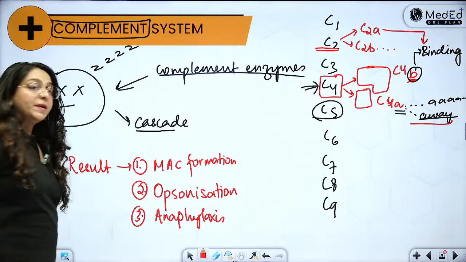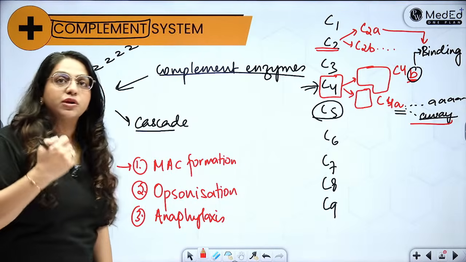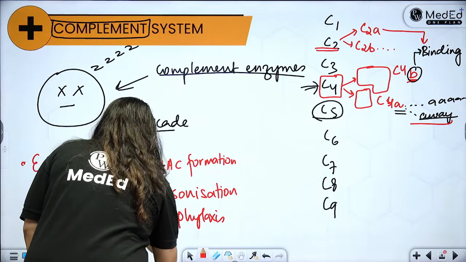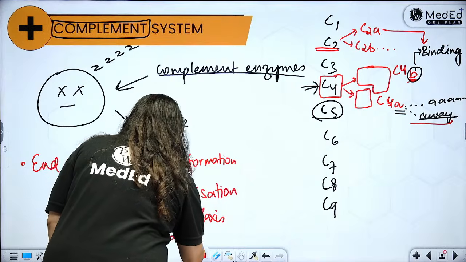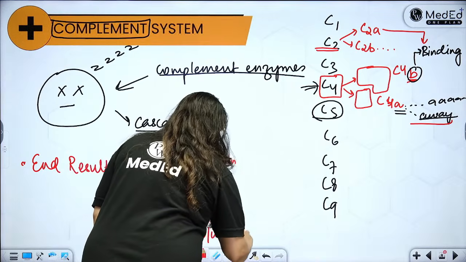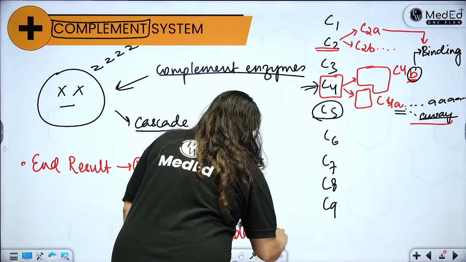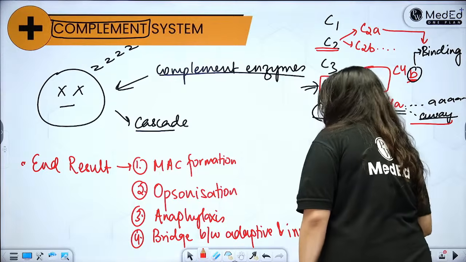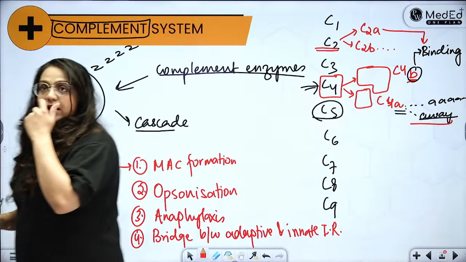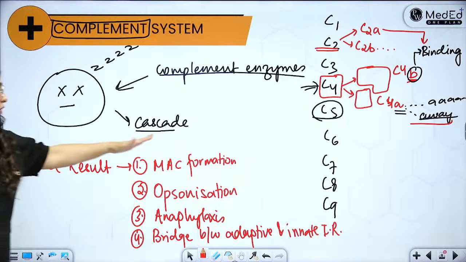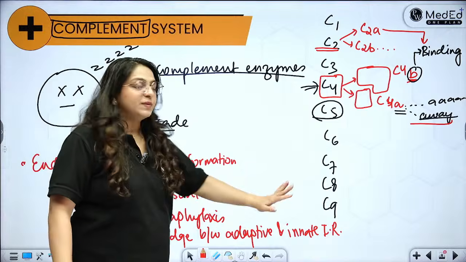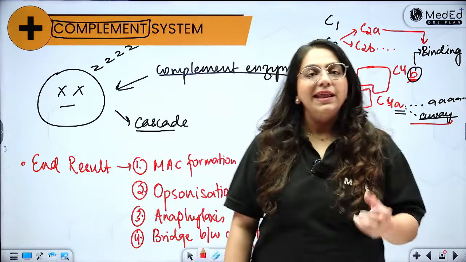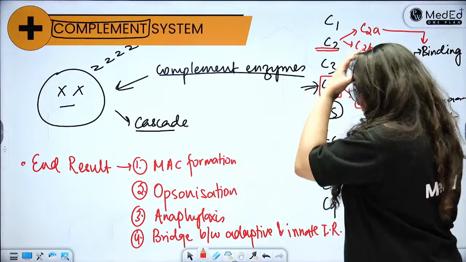The complement system also becomes a bridge between your adaptive and innate immune response. So the fourth thing which happens is that it becomes a bridge between the adaptive and innate immune response. So you can write all of these points: what happens ultimately as a result of this pathway is MAC formation, opsonization, anaphylaxis, a bridge between the adaptive and innate immune response, and ultimately there is killing and destruction of the microorganism, right?